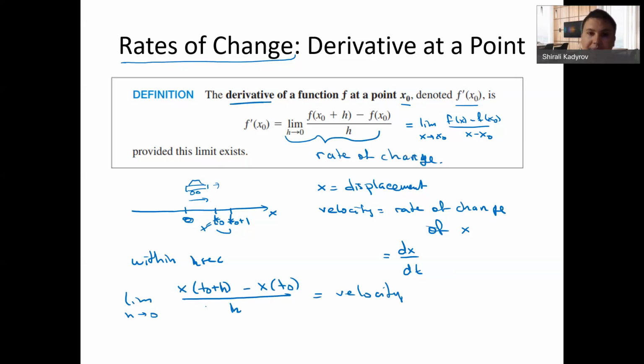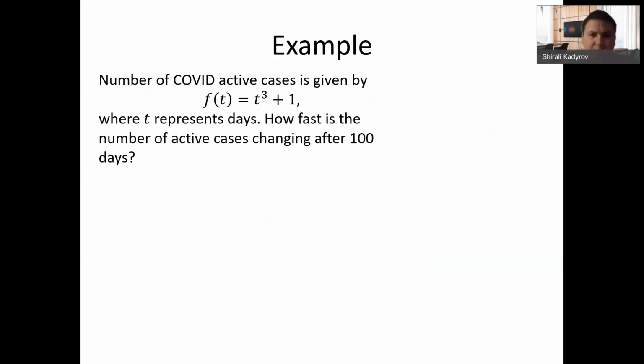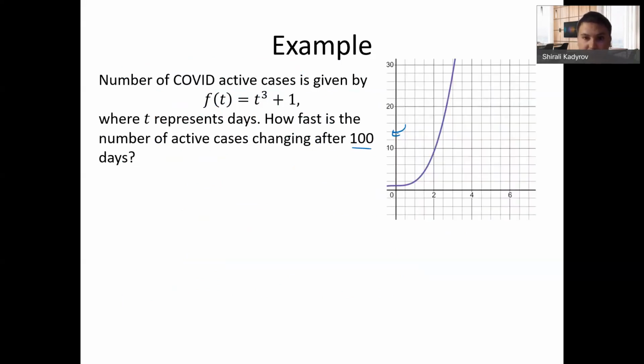Okay, so let's do one example. Let's say that we can somewhat model COVID active cases, the number of people currently sick, with t cubed plus 1, where t represents days. How fast is the number of active cases changing after 100 days? This is exactly asking for the rate of change when t is equal to 100.